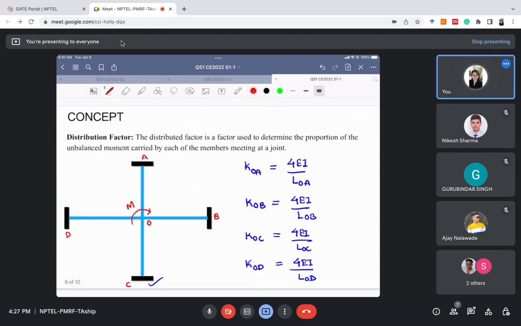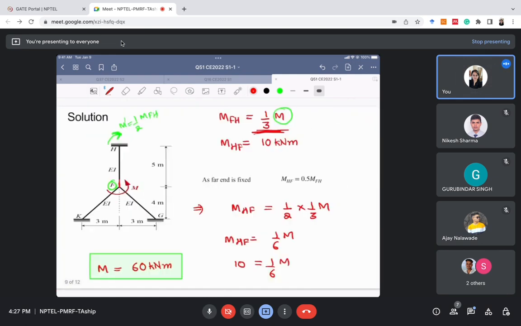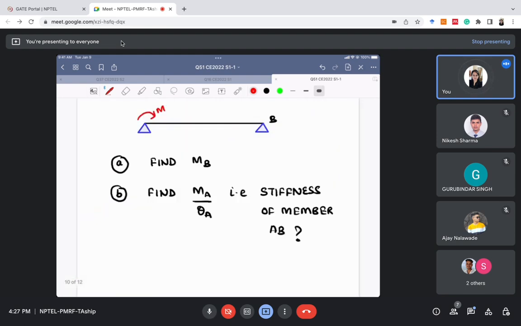So now, is there any problem with this? Otherwise, I'll give you a similar practice problem now. Any confusion? You know the value of carryover moment now, and distribution factor, and now we have solved the problem. Now I'll give you a practice problem similar to this.